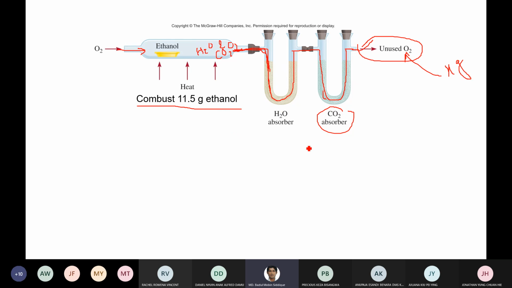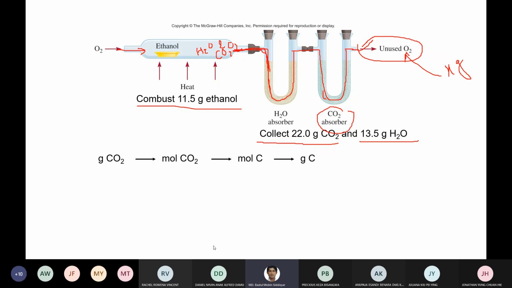It says that for this experiment, we have collected 22 gram of carbon dioxide and 13.5 gram of water. So what will be the molecular formula or empirical formula for ethanol? Suppose that we do not know the molecular formula or empirical formula of ethanol. That means we do not know how many carbon, hydrogen, or oxygen atoms there are, so that is what we have to find out.